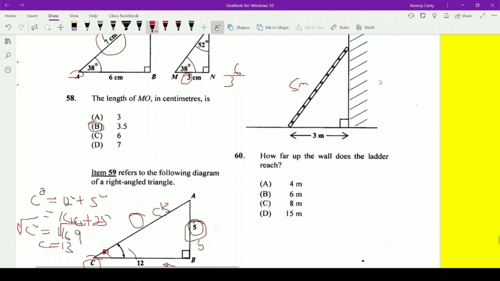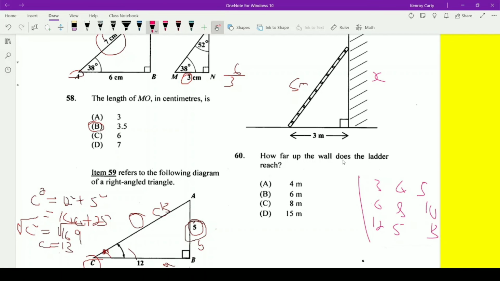Now, in Pythagoras' theorem, there are certain Pythagorean triads that always go together. You don't need to work them out. You know, the 3, 4, 5 triangle. There's a 6, 8, 10 triangle. There's a 12, 5, 13 triangle. Alright, so if you know these Pythagorean triads, then of course I would just be selecting the answer.